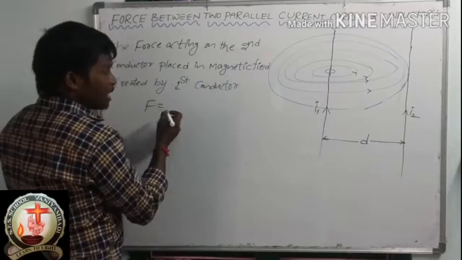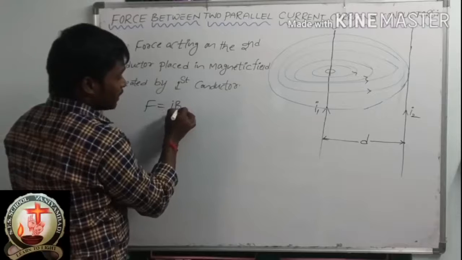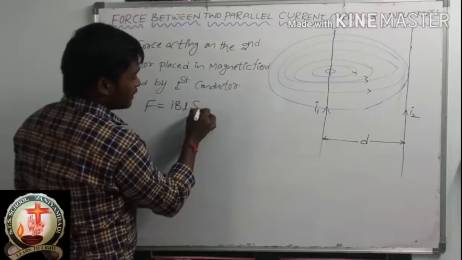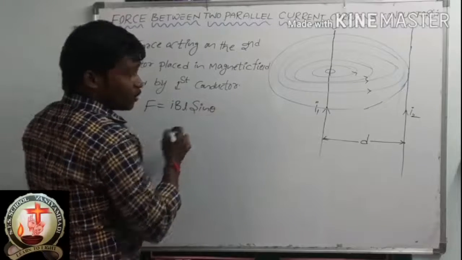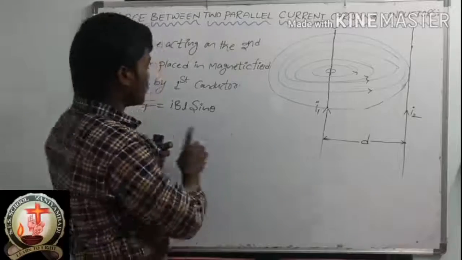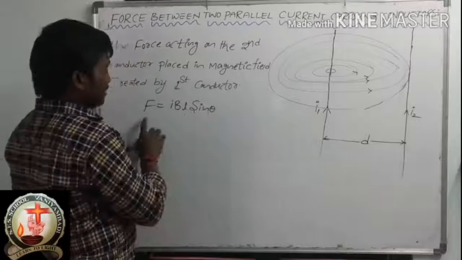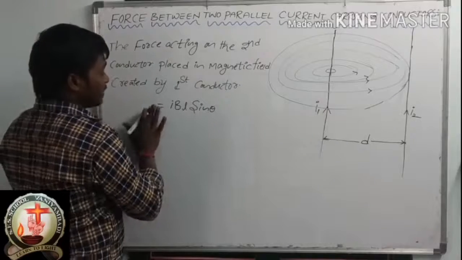What is the force expression? F is equal to, already we know, I, B, L, sin theta. For that I told you, you can revise the previous classes. So what is the expression for the force acting on the current carrying conductor? F is equal to IBL sin theta.